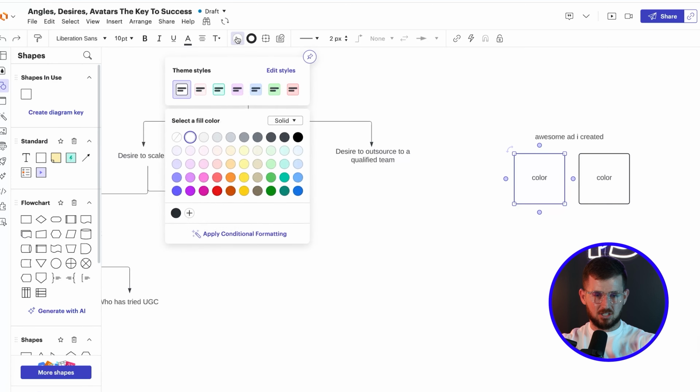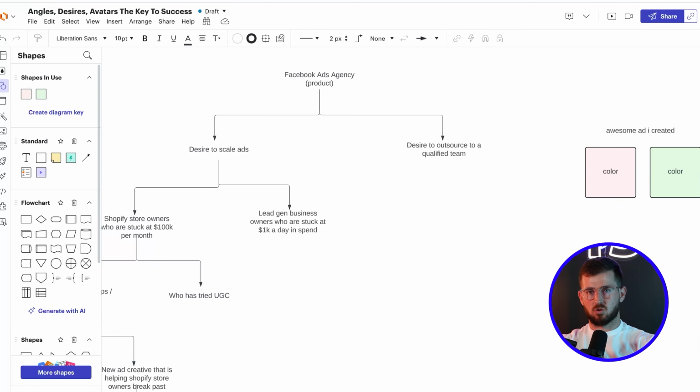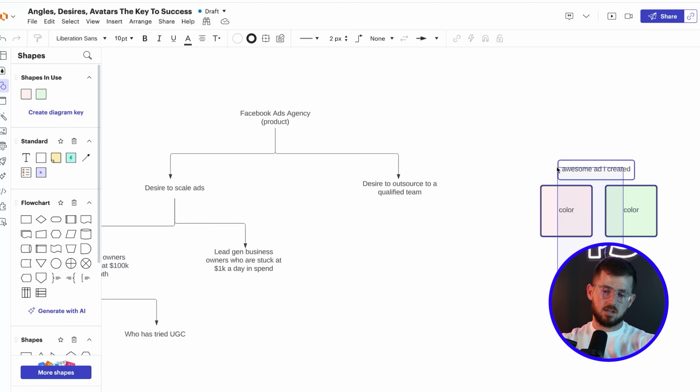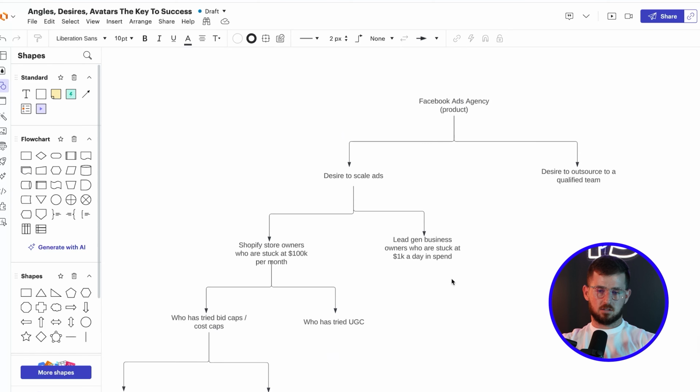This is what their thing looks like: hey, we're going to test a red one versus a green one. That's it. And that's what some of your creative testing looks like. For me, I'm looking more at the high level here. I'm looking at, okay, here's our product. Here's our different desires.